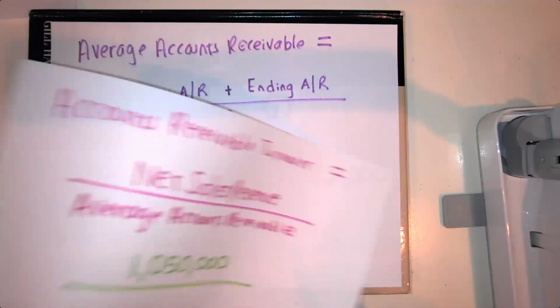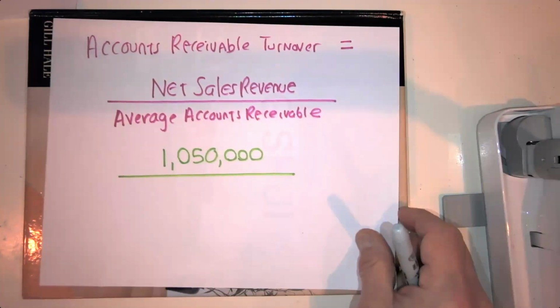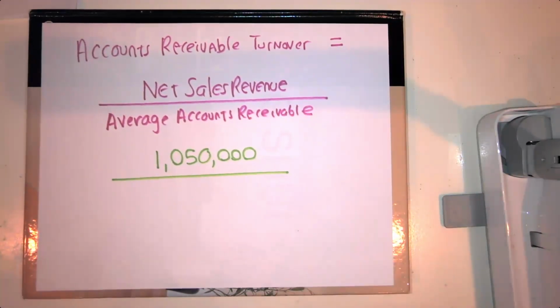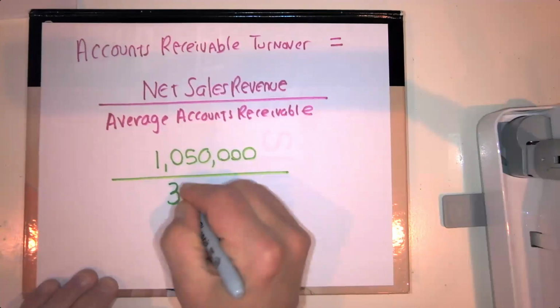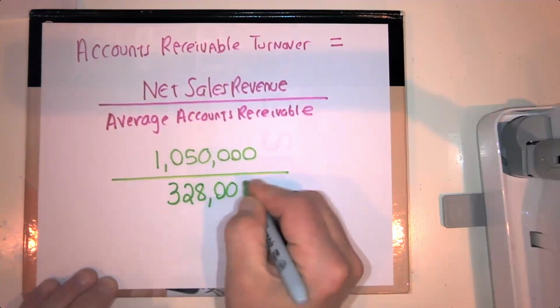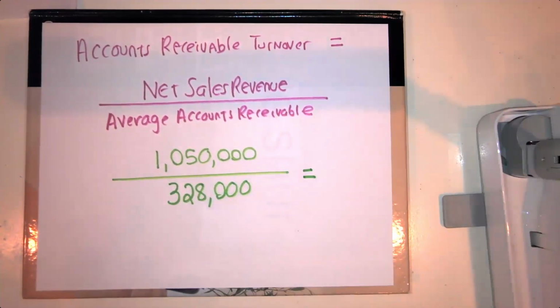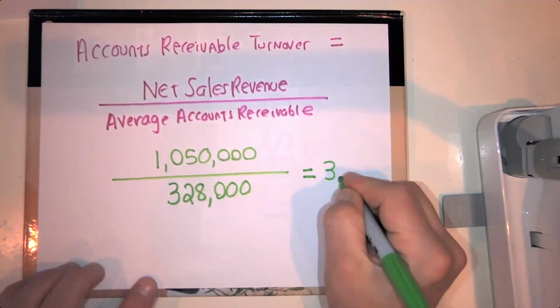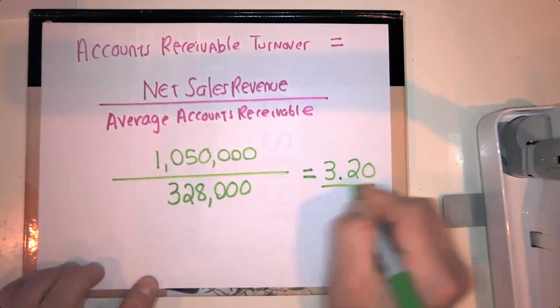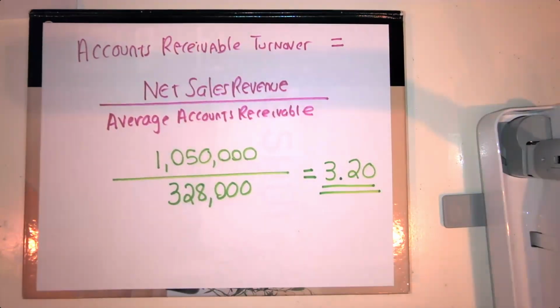So if I bring this one back, we have our sales of $1,050,000 over the average accounts receivable of 328,000, which gives us an accounts receivable turnover ratio of approximately 3.2.